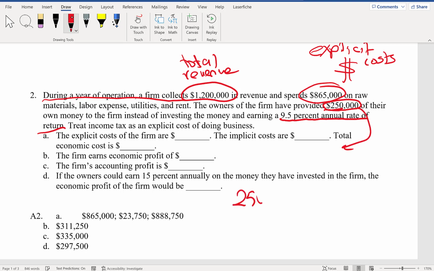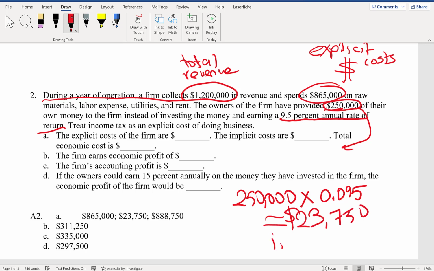So $250,000, right, their own money, times they could have earned 9.5% interest on this money. Okay, so this is the money they're giving up by investing in their business. So if you use a calculator, times 0.095, you're going to find this to be $23,750. This is what we call implicit cost. Okay, that's it. All right, so let's solve this question.